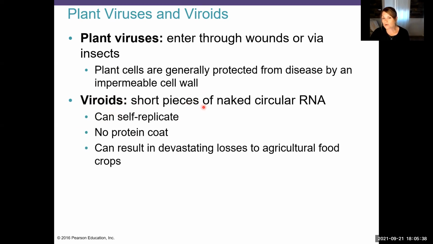They're just short pieces of naked circular RNA. So no capsid around the virus, no envelope around the virus, just naked circular DNA or RNA. They can self-replicate. They don't have a protein coat. As I said, they're naked, right? But there's lots of them, and they can result in devastating losses to agriculture.